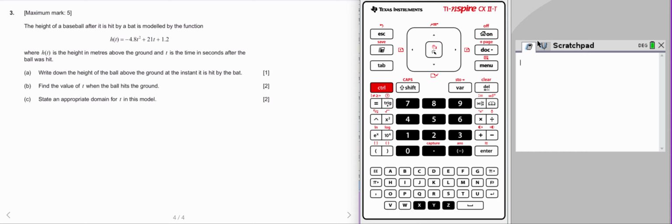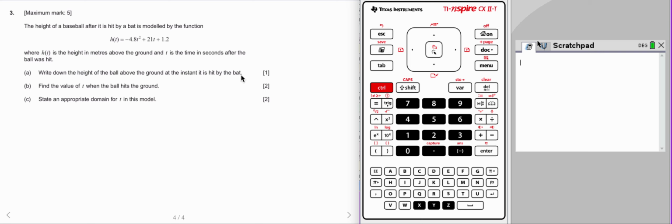But the height of a baseball after it is hit by a bat is modeled by the function h(t) = -4.8t² + 21t + 1.2, where h(t) is the height in meters above the ground and t is the time in seconds after the ball was hit. Write down the height of the ball above the ground at the instant it was hit by the bat.